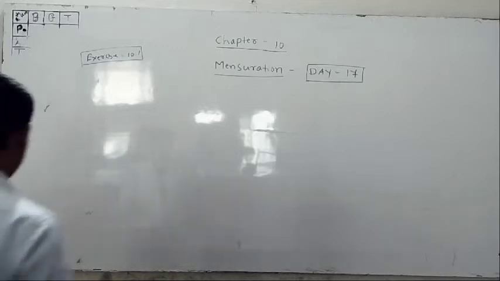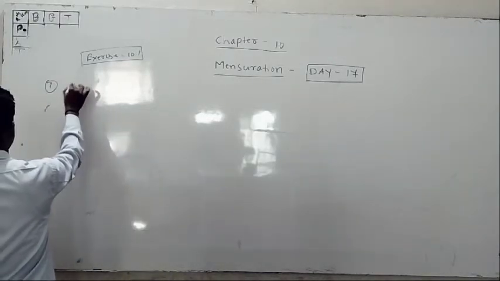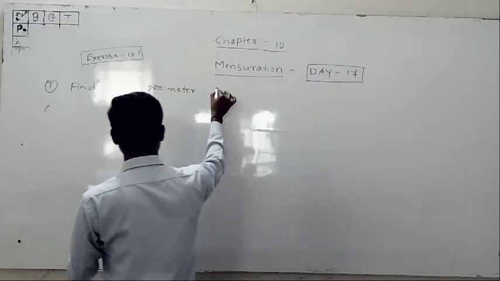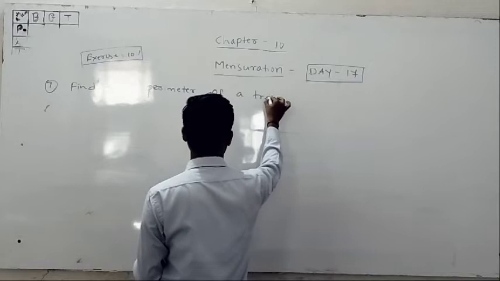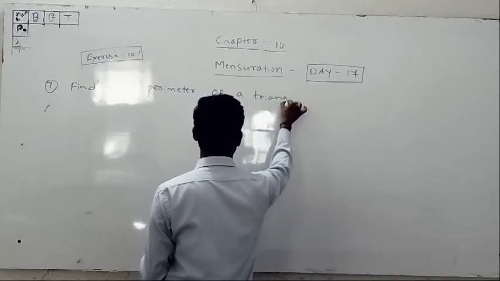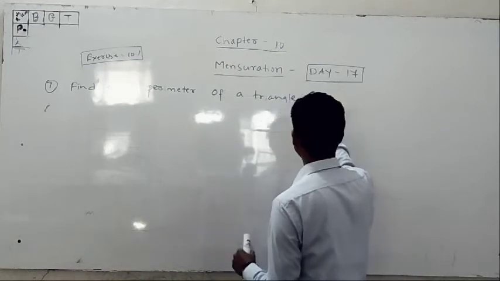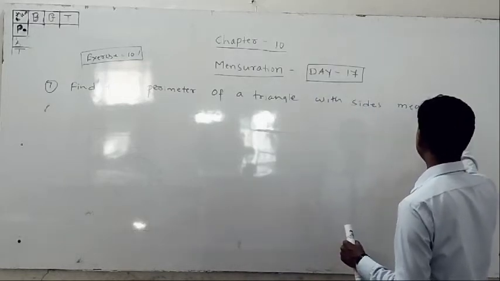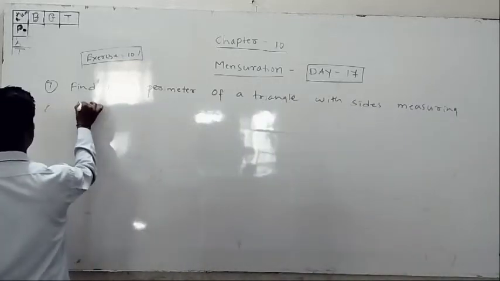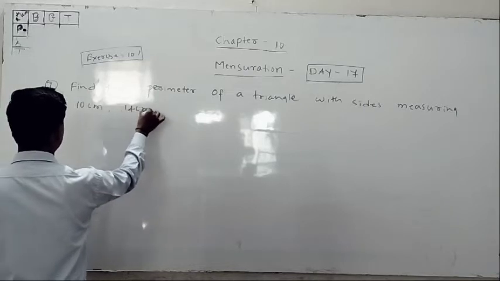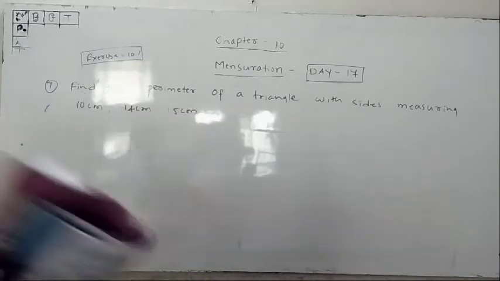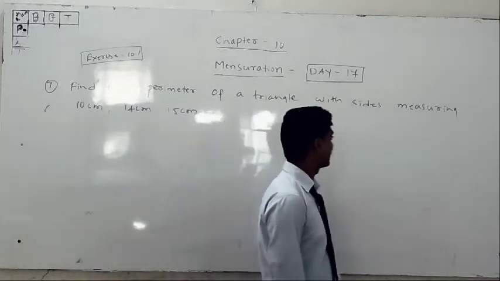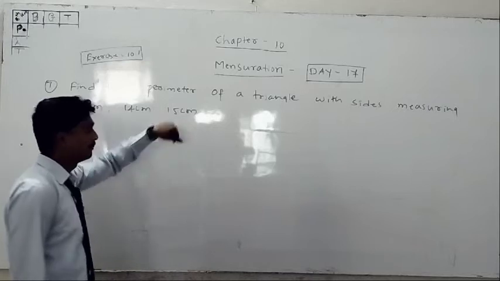Seventh one, what is there? Find the perimeter of a triangle with sides measuring 10 centimeter, 14 centimeter, 15 centimeter. Okay, this is the given problem. Remember, you should read the problem: find the perimeter of a triangle with sides measuring 10 centimeter, 14 centimeter, 15 centimeter.